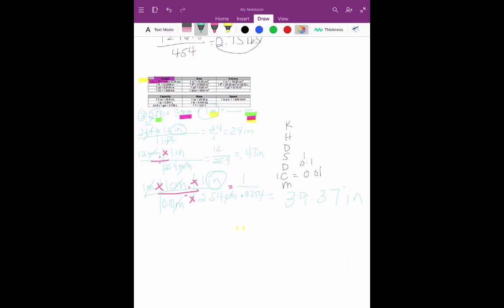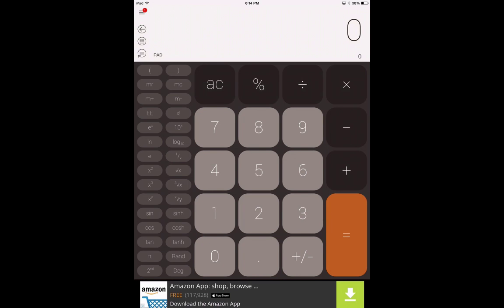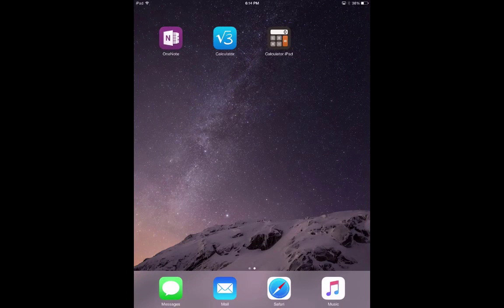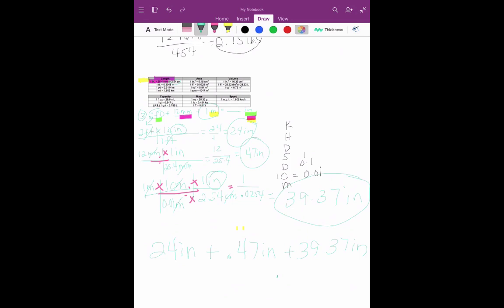To complete the problem, we have to add all 3 of these things together. 24 inches plus 0.47 inches plus 39.37 inches. Going back to the calculator, we have 24 plus 0.47 plus 39.37 equals, that's going to give us 63.84. So this whole thing equals 63.84, and our units again are inches. We are done. That concludes our notes for today. Yay!